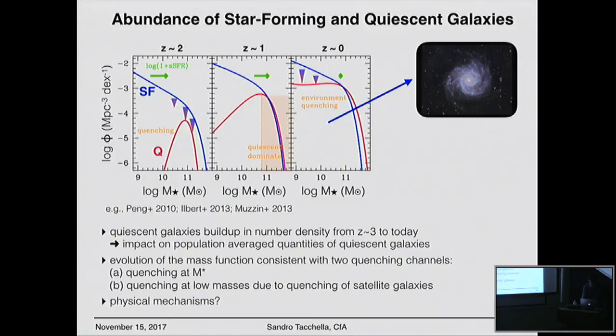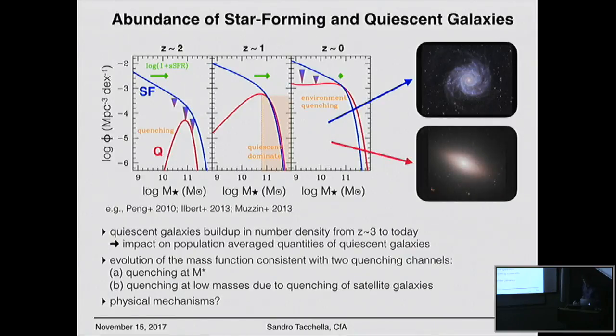Then, of course, when we look at today's universe, since Hubble we kind of know that the quiescent galaxies look like early-type galaxies, so they have this kind of morphology, whereas the star-forming galaxies are dominated by spiral galaxies. Now, when we look at redshift 0, we still think we have to convert these galaxies to those galaxies.